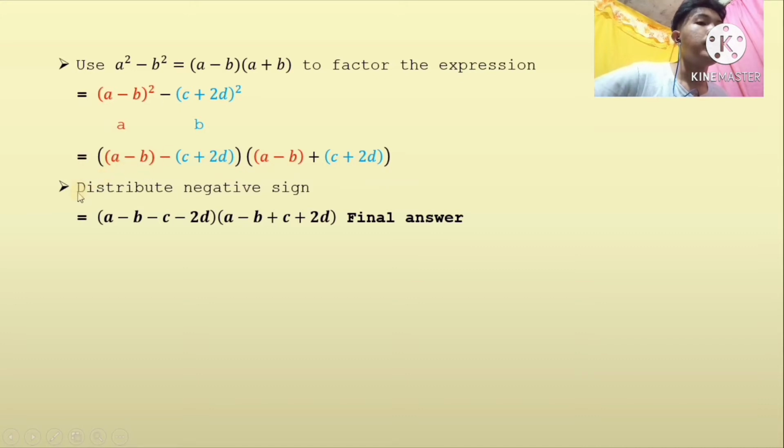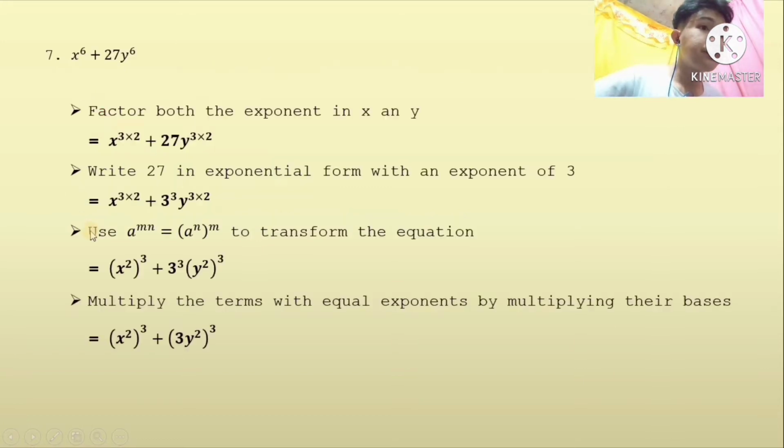So this is our equation. Then distribute the negative sign to c plus 2d. Our equation will be a minus b minus c minus 2d, times a minus b plus c plus 2d. So this is our final answer.